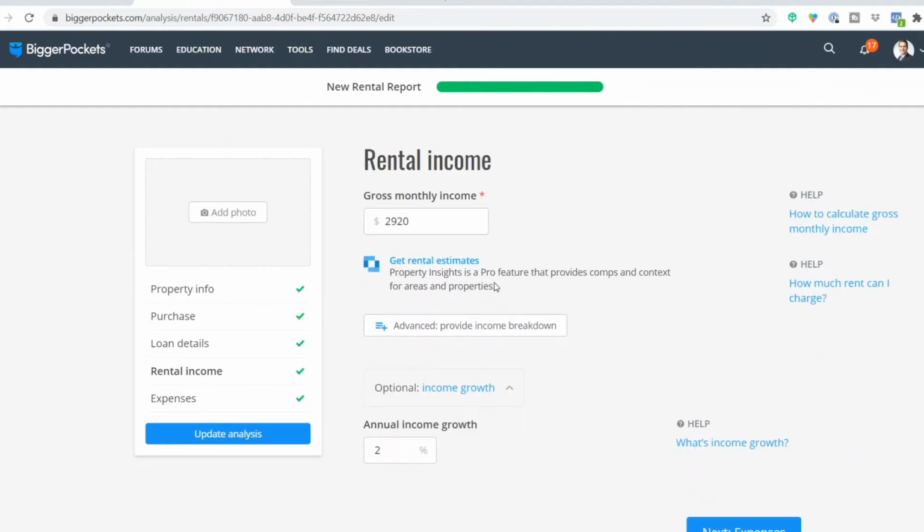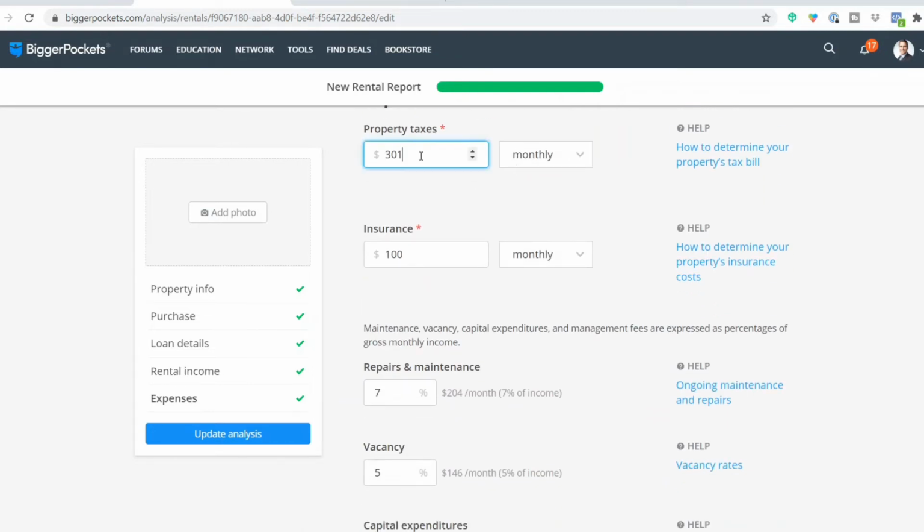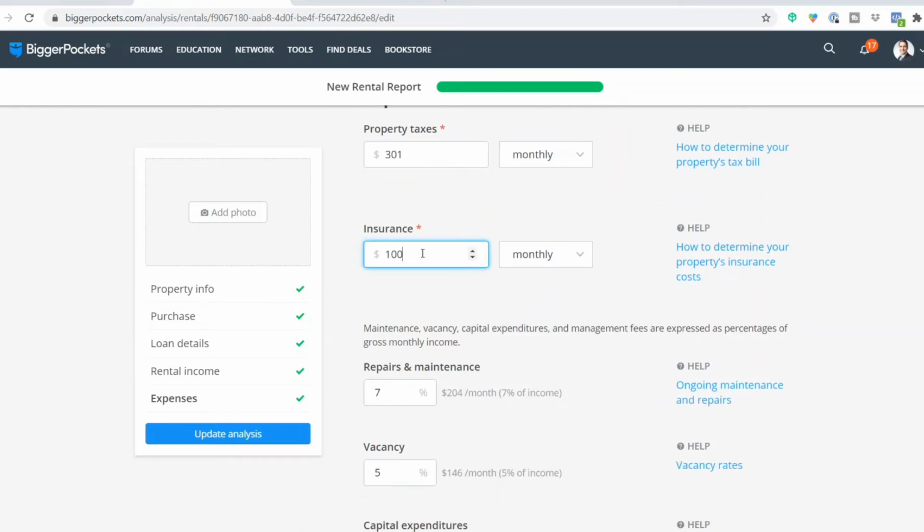Now, we also assume the same income growth at 2% for each property. And then the property taxes are going to be substantially less than property A because it is a less expensive property. So that it came out to about $301 a month. And I assumed the same insurance policy, or a similar insurance policy.